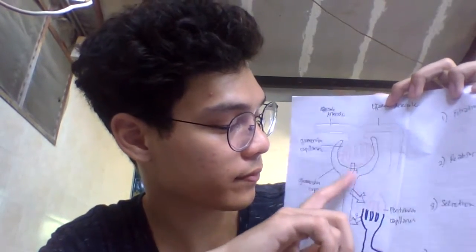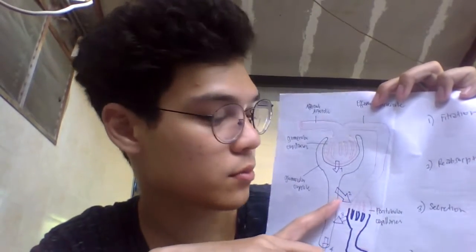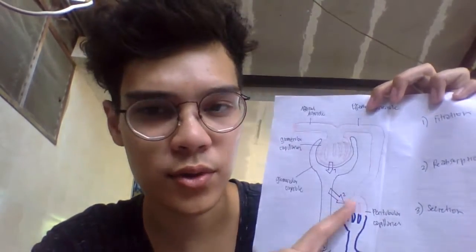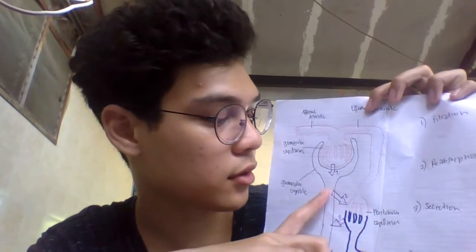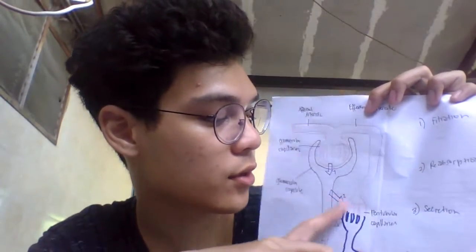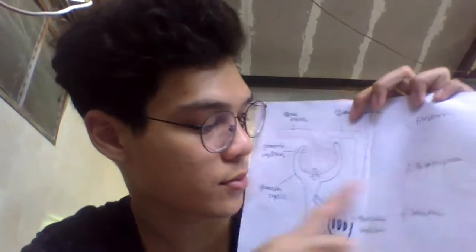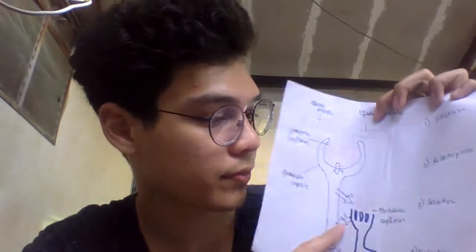And then here, the tiny particles and water come in. Water is also pushed, but sometimes we need it, so some of it, or even all of it, water or glucose, goes back here. It's reabsorption into the blood. And the third process is secretion.